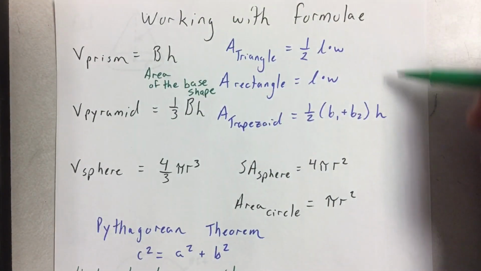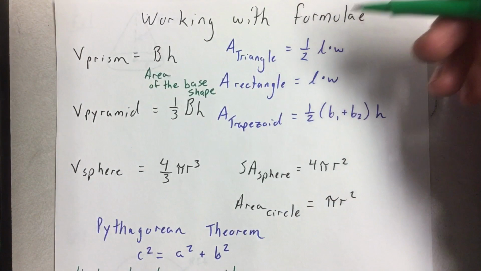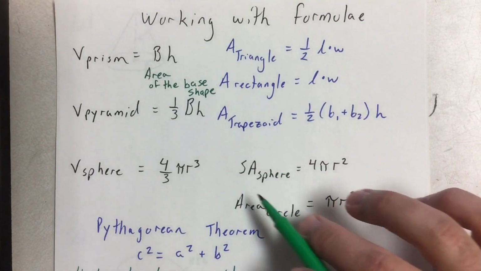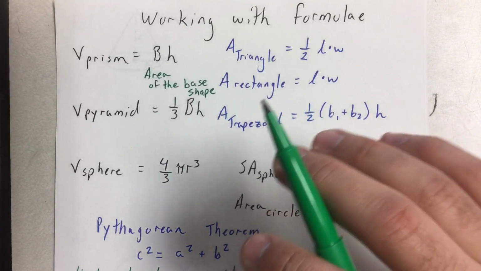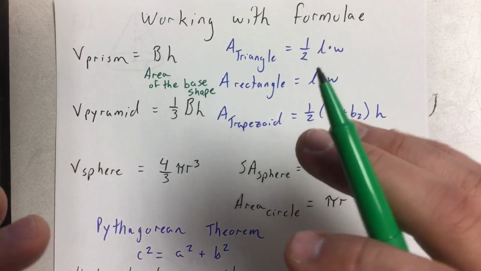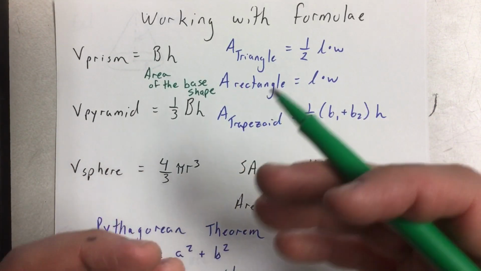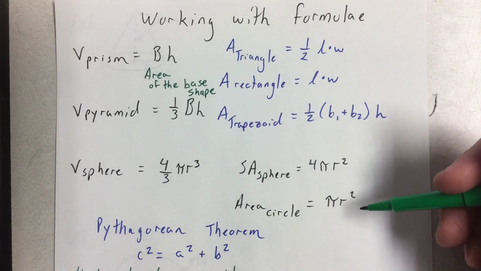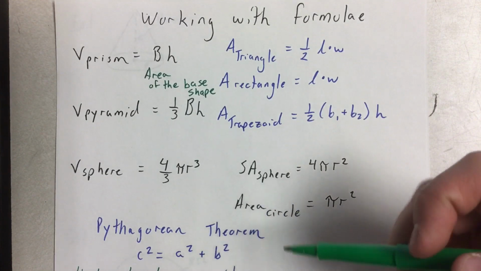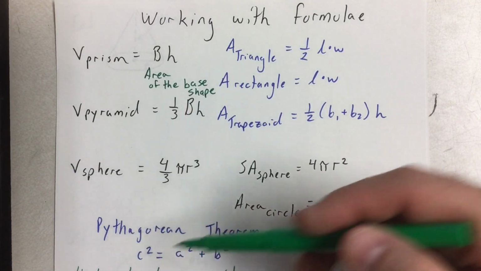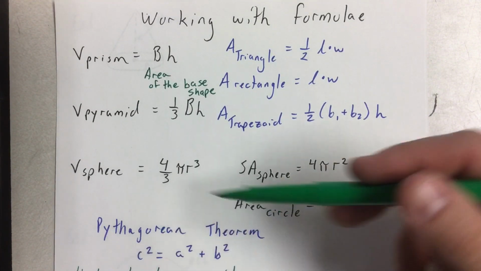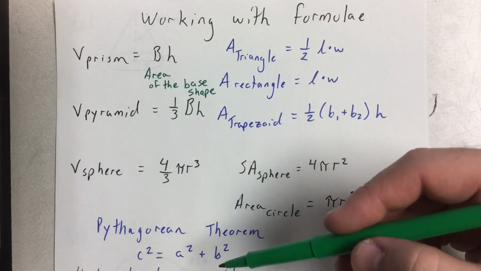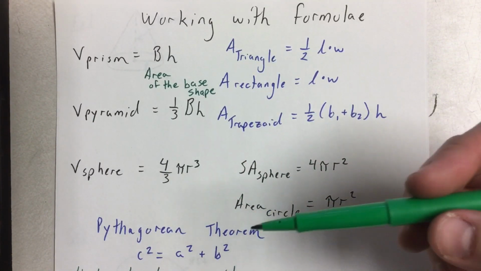We have these formulas as well for just area: triangle, rectangle, and trapezoid. We have surface area. Surface area is, if I wanted to wrap a sphere with a piece of paper, the amount of paper I would need. So this formula tells us that. Then the area of a circle, pi r squared. And we may occasionally need the Pythagorean theorem to find certain lengths. This does not find us a volume or surface area.